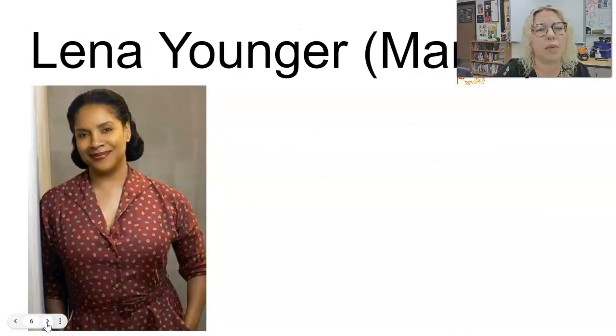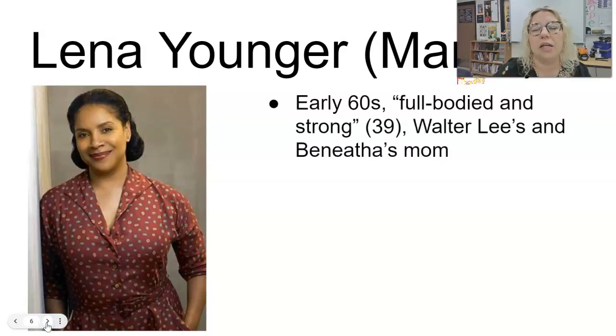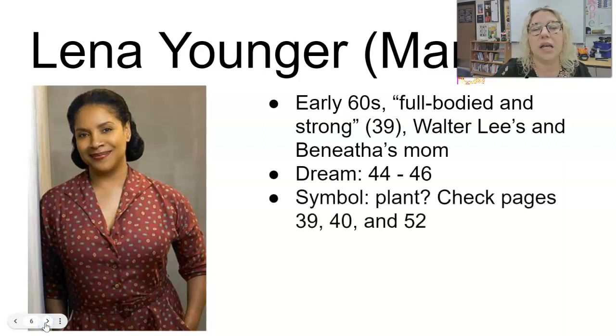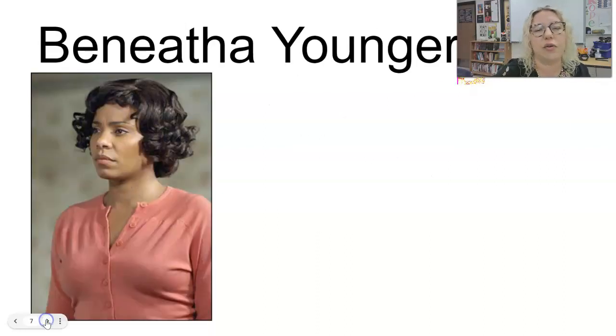If you are writing about Lena Younger, or Mama, she is in her early 60s, full-bodied and strong, we're told. She's Walter Lee and Beneatha's mom. We hear about her dream on pages 44 to 46. And for a symbol for her, it could be the plant, perhaps. It could be something else, maybe the house, maybe that garden, the house with the garden, any of those. Check pages 39, 40, and 52 for those.